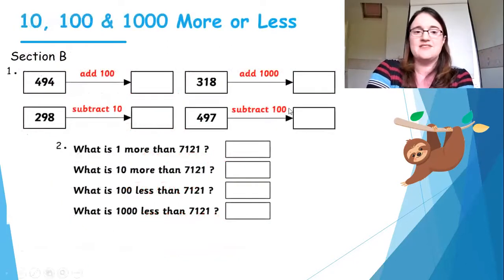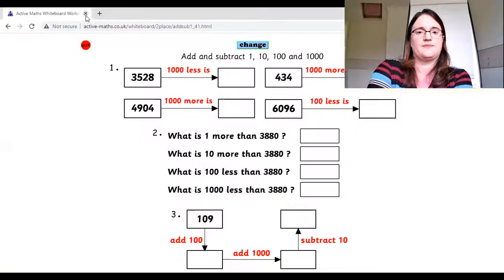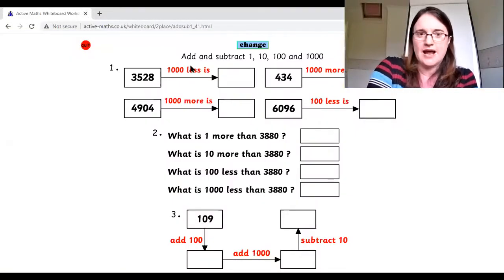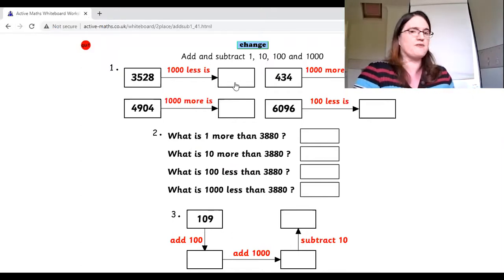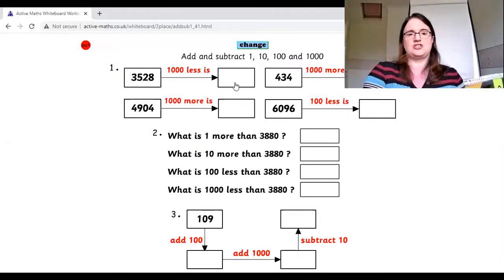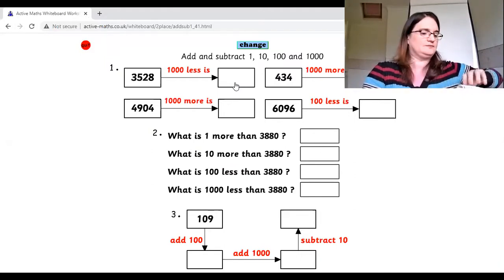Okay, we're going to do exactly the same thing now. Well, we use exactly the same mental math skills, but we're going to have a look at it presented in a slightly different way. So this time we're looking at something slightly different. Let me show you what we're going to be looking at. So we've got a number and then we've got an instruction or a function, and then we have to work out what number goes in here. So we've got 3,528 for our first one.